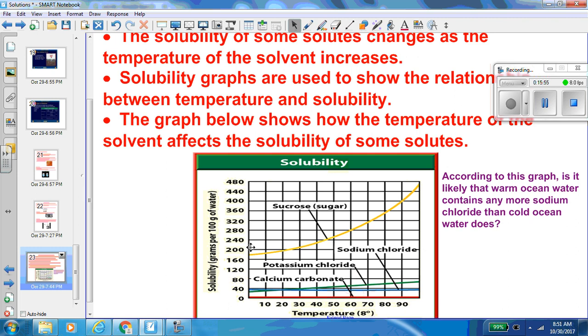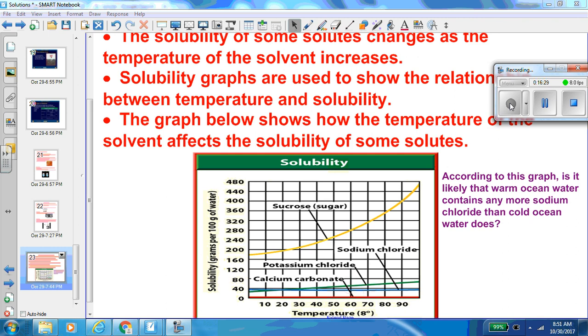Versus if you're looking at sugar, the more sugar you add, the more you can dissolve at higher temperatures, because this graph, as you can see, has a curve here, okay? So basically what I can see is that with the sugar, more sugar is going to dissolve at your higher temperatures versus salt. If you have cold ocean water versus hot ocean water, you're going to have about the same amount of sodium chloride in there.